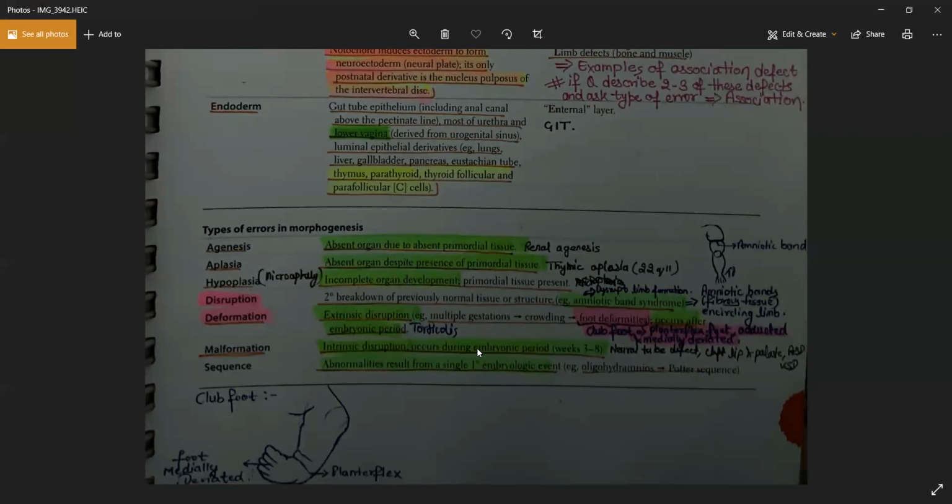So this kind of deformity can also occur in the absence of a sequence, where you have some kind of crowding, and that can lead to the disruptions. For example, a torticollis. Okay, the cleft foot deformity. In the cleft foot deformity, this is what your feet look like. The plantar flexion will be there, and the foot will be medially deviated.